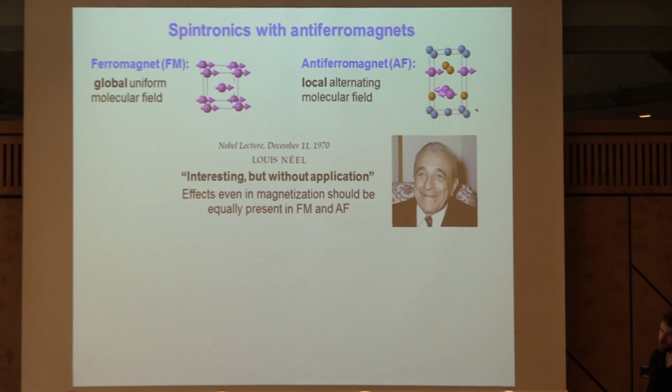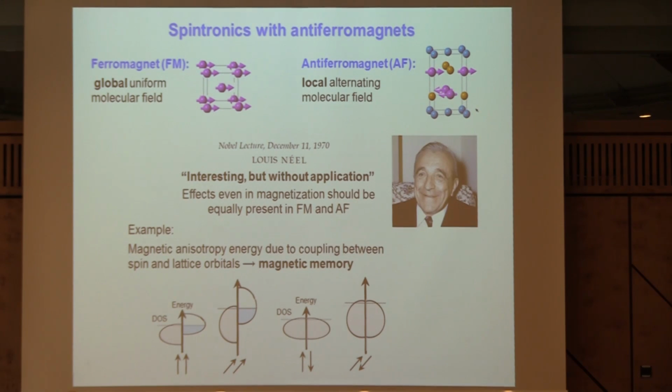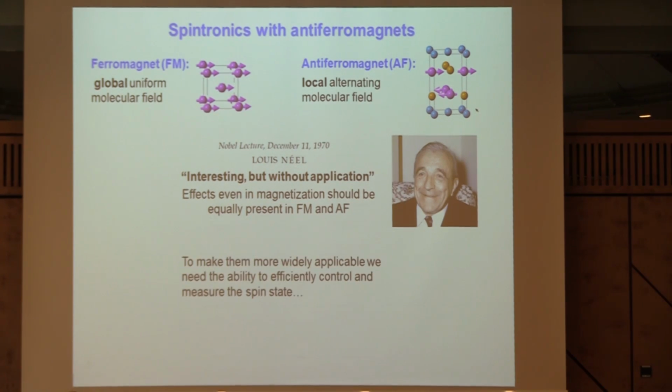But he also interestingly noted in exactly the same lecture that effects that are an even function of magnetization are of course present in antiferromagnetic systems. An example of that is the magnetic anisotropy energy, so the magnetocrystalline energy, equally present: if you rotate the direction of the magnetization of a ferromagnet with respect to the crystalline axes, you change the density of states. That's also the case in an antiferromagnetic system. So to make them more widely applicable, we need the ability to efficiently control and read the spin state.